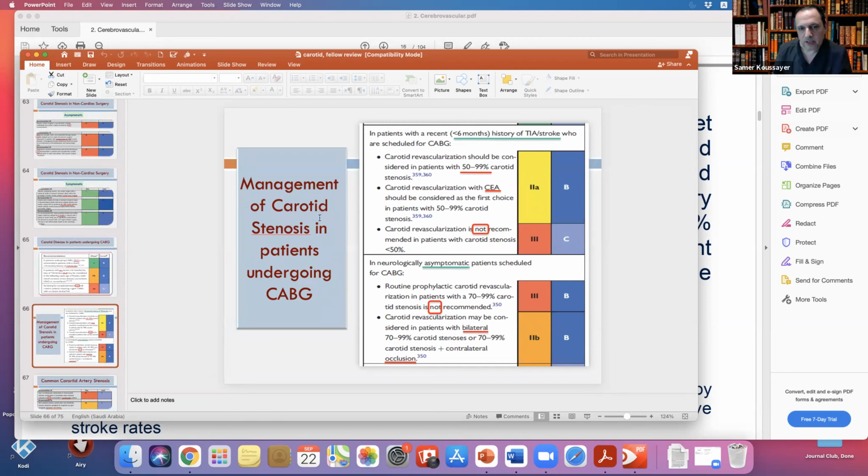Okay. In neurological asymptomatic carotid, this is before CABG. This is the measure of carotid stenosis in patients undergoing CABG. If asymptomatic, routine prophylactic carotid endarterectomy in patients with 70-90% stenosis is not recommended. See, I agree 100%. The only time you have to do it is if he has bilateral 70-90% stenosis, or 70-90% on one side and contralateral occlusion. So according to this, it is what I said. I agree totally, he does not need it.